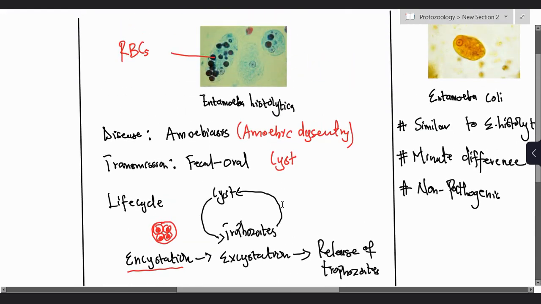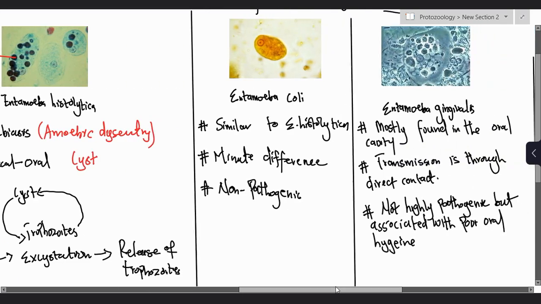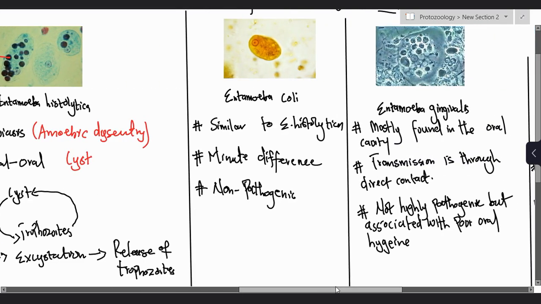Now, we have other species of Entamoeba. We have the Entamoeba coli. The Entamoeba coli is structurally similar to Entamoeba histolytica. But as I said earlier on, the only thing you use to differentiate between Entamoeba histolytica and Entamoeba coli is the ingestion of RBCs. The moment you see RBCs within the cytoplasm, it tells you that it is Entamoeba histolytica. But if you don't see any RBCs within the cytoplasm, then the stool might have been contaminated with Entamoeba coli. So Entamoeba coli is non-pathogenic, and there is a minute difference between Entamoeba coli and Entamoeba histolytica.